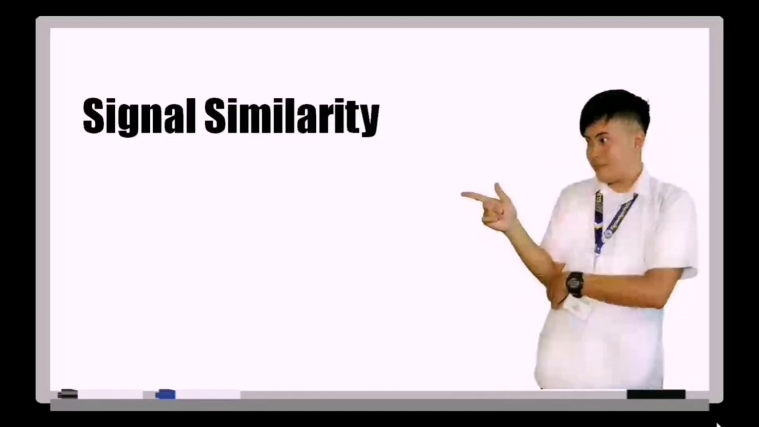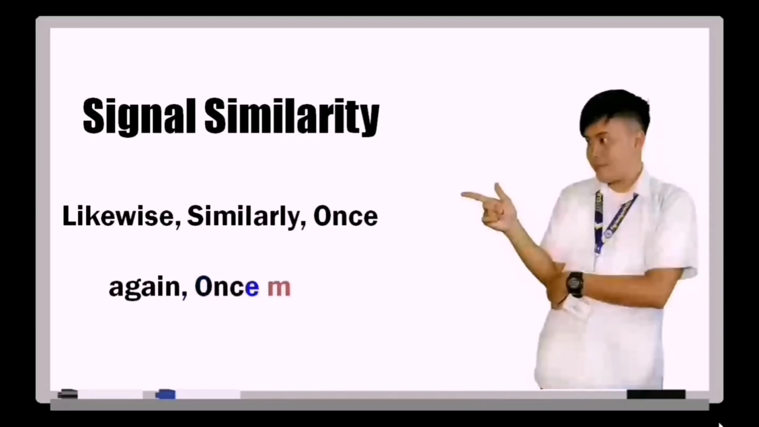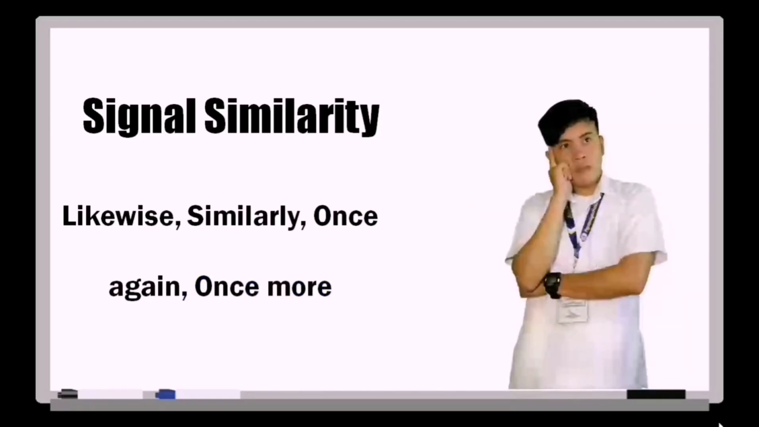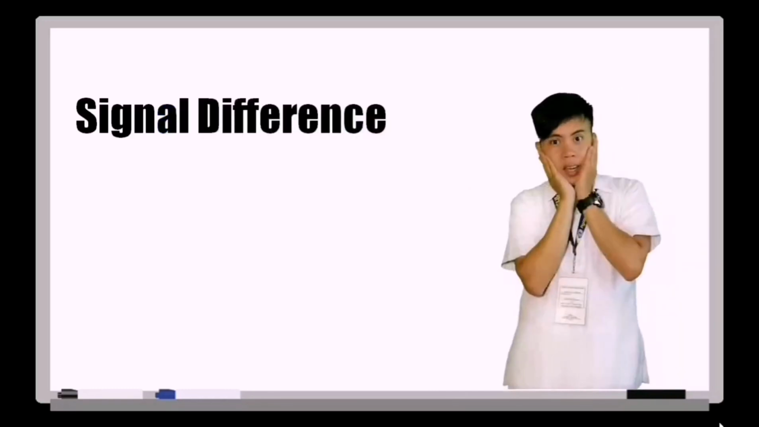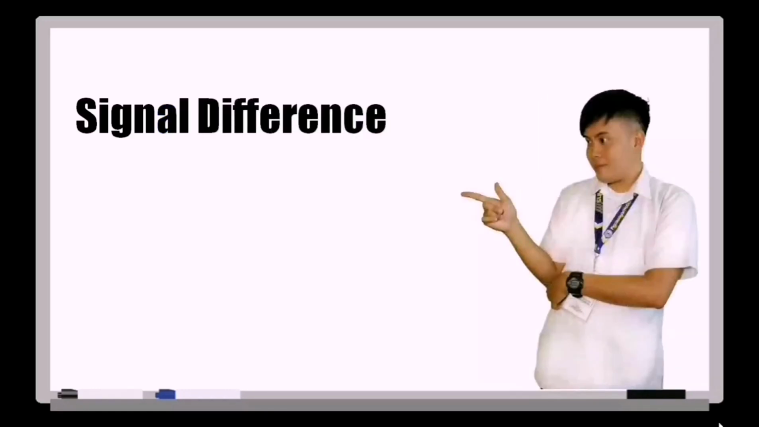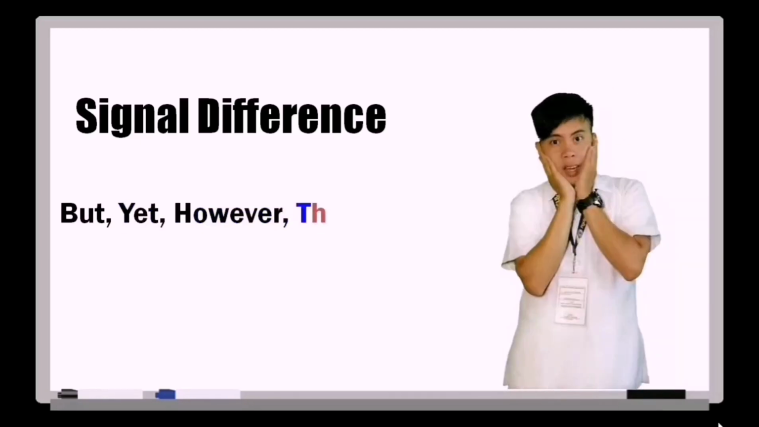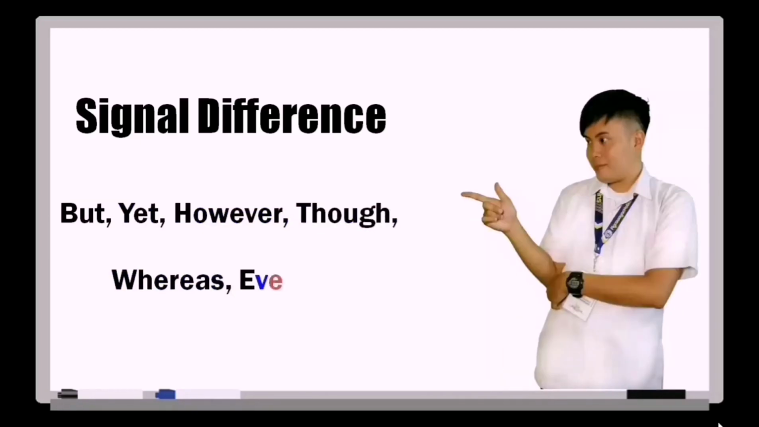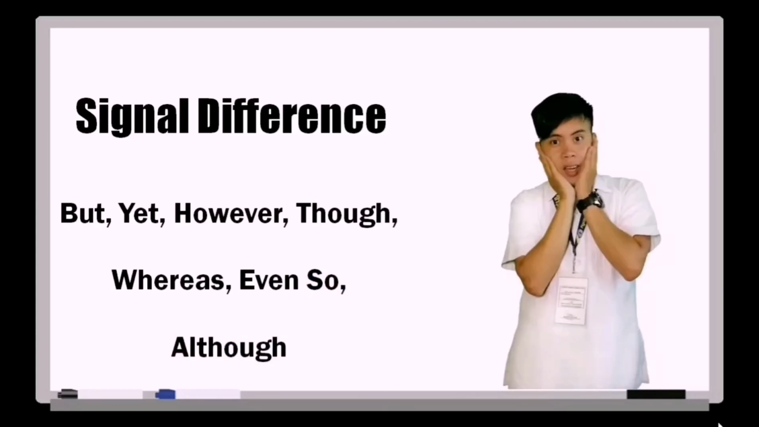Next, we have cohesive devices that show similarity. Examples of this are likewise, similarly, once again, and once more. Our third type of cohesive devices are markers that signal difference. We have but, yet, however, though, whereas, even so, and although.